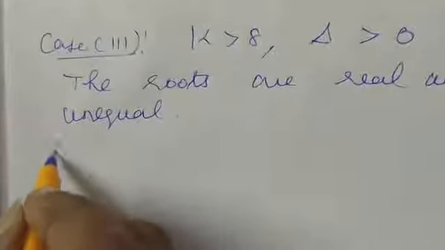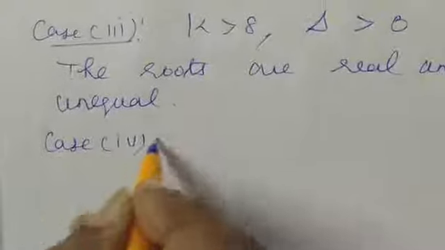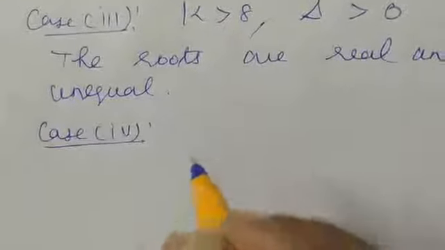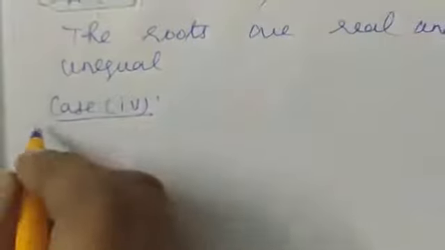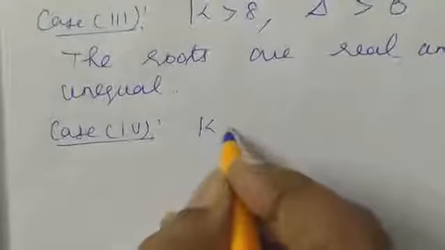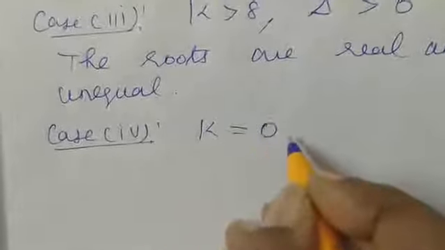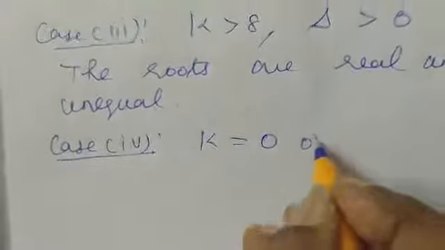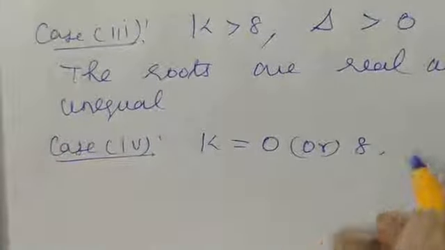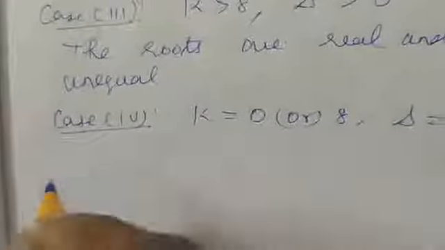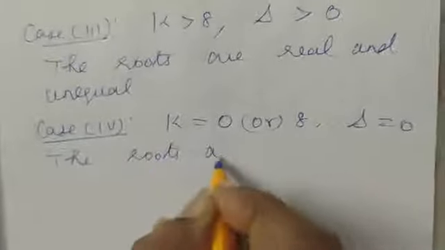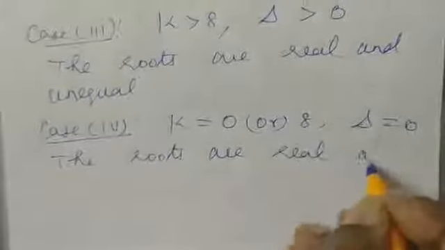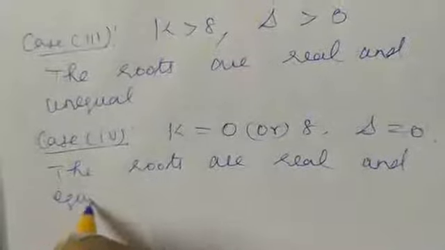Then case 4. Case 4 is the last case. Only way is we can substitute k as 0 or k as 8. That is, k equal to 0 or k equal to 8. If I substitute k as 0, delta becomes 0. If delta is 0, the roots are real and equal. The roots are real and equal.